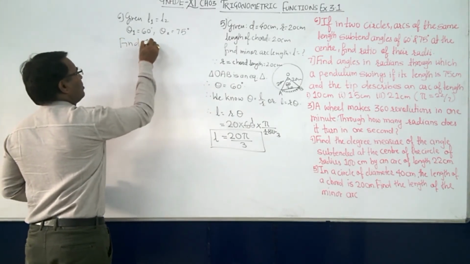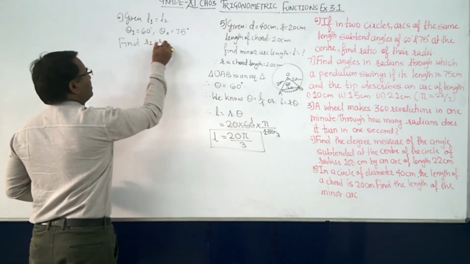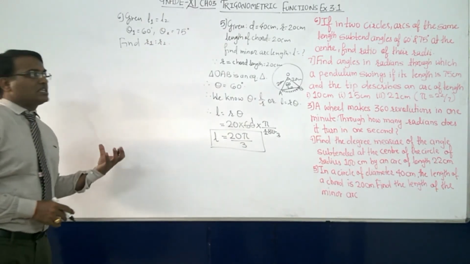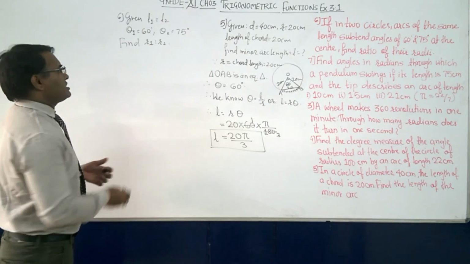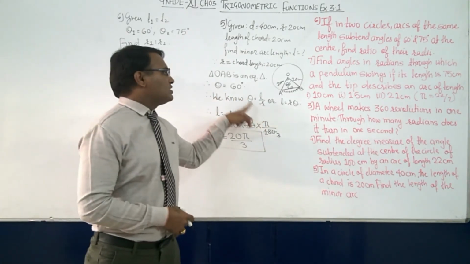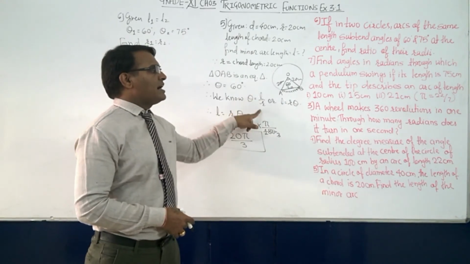Find R1 is to R2. Let R1 be the radius of the first circle and R2 the radius of the second circle. So we know that if we use the same formula, theta is equal to L by R.